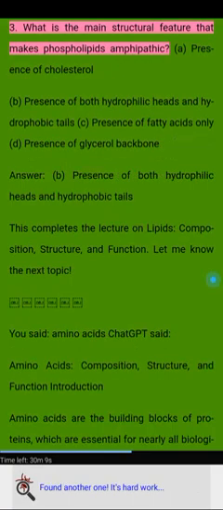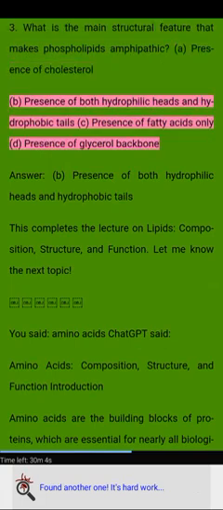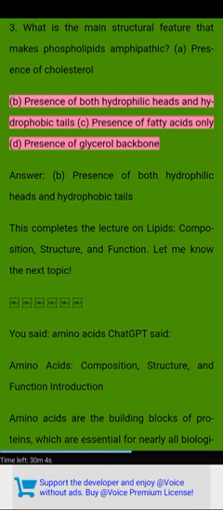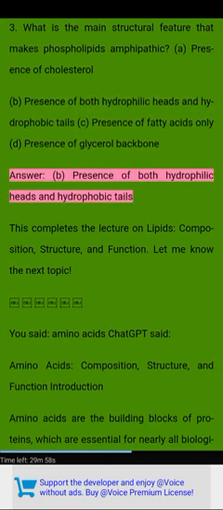3. What is the main structural feature that makes phospholipids amphipathic? A. Presence of cholesterol. B. Presence of both hydrophilic heads and hydrophobic tails. C. Presence of fatty acids only. D. Presence of glycerol backbone. Answer: B. Presence of both hydrophilic heads and hydrophobic tails.